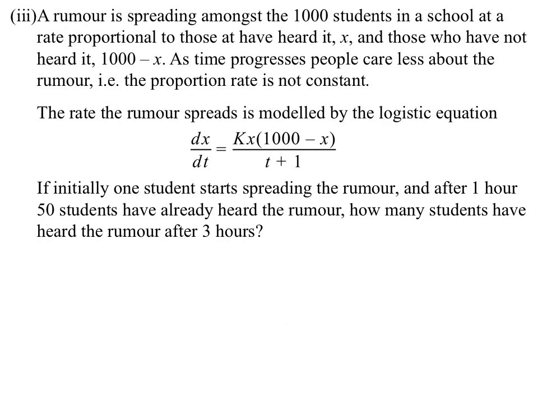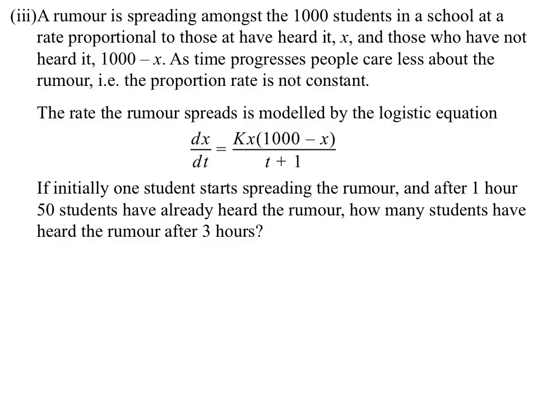A rumour, we love our rumours, is spreading amongst 1,000 students in a school. Well, I made it 1,000. Our school's got a bit more than 1,000, but it makes it nicer for the maths, we just say 1,000. At a rate proportional to those that have heard it, and also those who have not heard it, which would be 1,000 minus x. As time progresses, people care less about the rumour. Well, yeah, that's true. In other words, what we're saying is the proportionality rate is not constant.